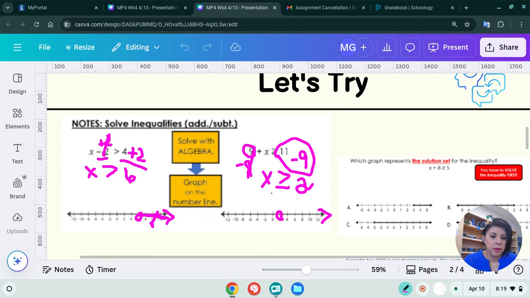And we see this line right here. What does that line represent? Correct, that it's equal to. So it is equal. The circle is shaded or closed, and we're going to shade to our right. So all the numbers that are greater than 2.